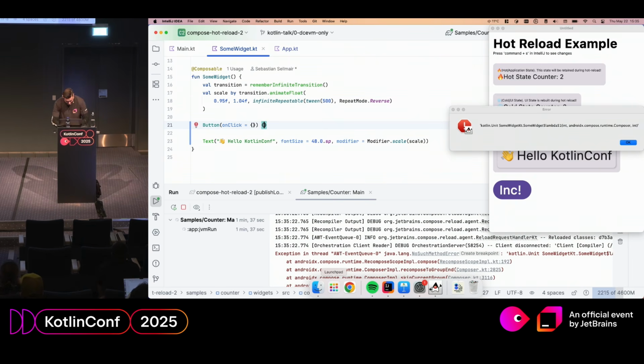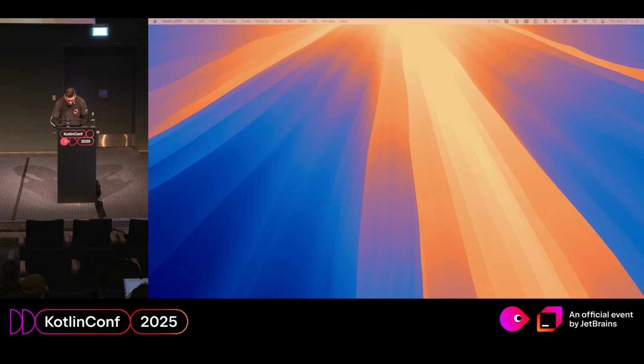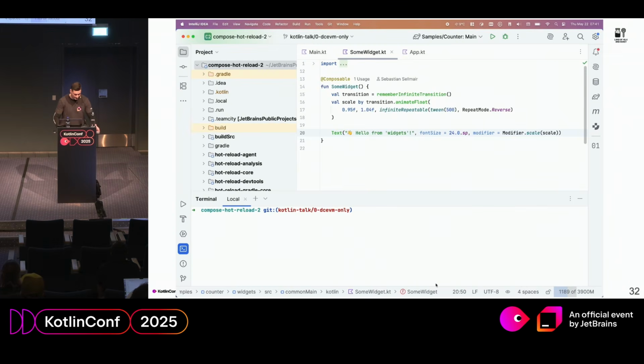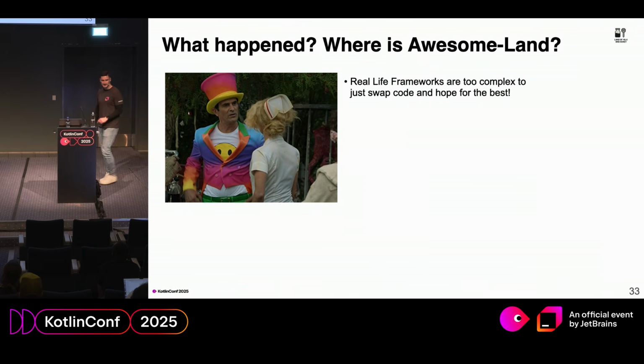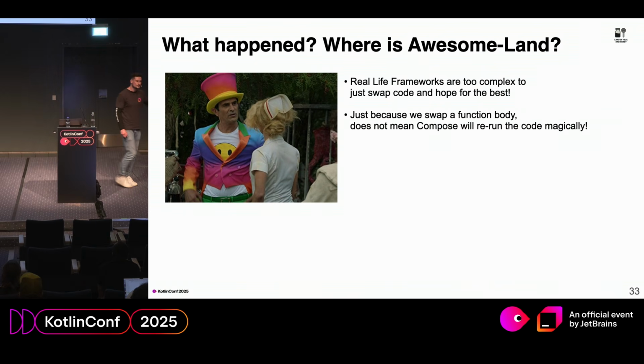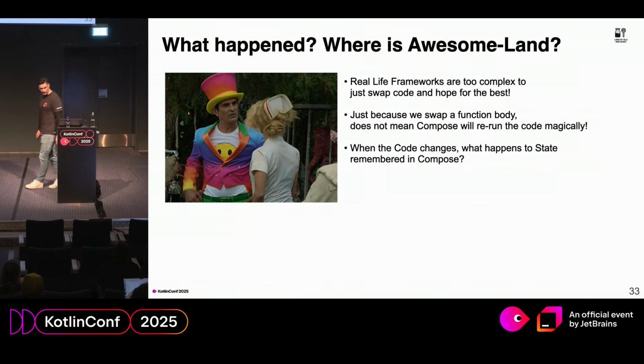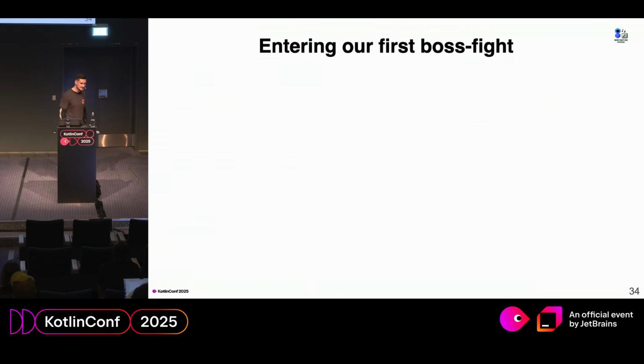So let's go back to the presentation. And where has Awesome Land gone? We have been promised that there's milk and honey, but it turns out real-life frameworks are just too complex to only swap out function bodies and hope for the best. I mean, just because you reload the code does not mean that Compose magically reruns it and re-renders it, right? And also we need to think about what happens to state that was stored by Compose after you reload the code. And to understand this, we need to enter our first boss fight.